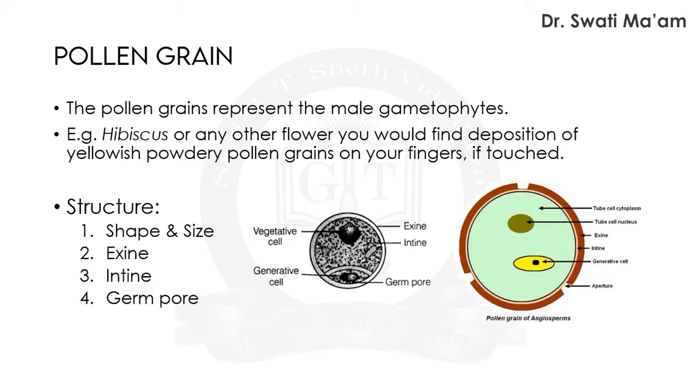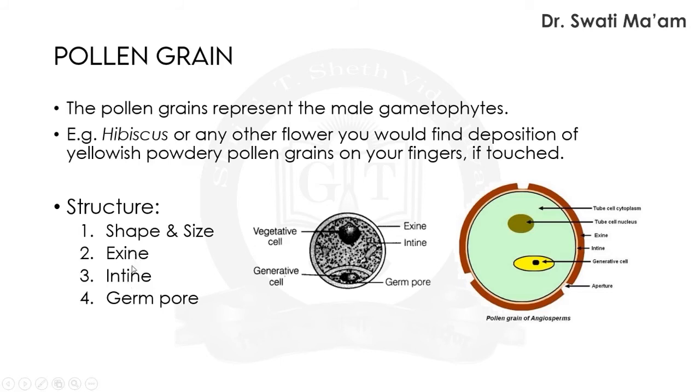Now let us see the details of the structure of the pollen grain. The diagram shows different parts. The vegetative cell and generative cell, we have just discussed these two parts. When it gets matured, it comprises 4 parts: shape and size. Let us discuss shape and size. Pollen grains are generally spherical in shape and measure about 25 to 50 micrometers in diameter. Then it has 2 prominent layers. The names are exine and intine.